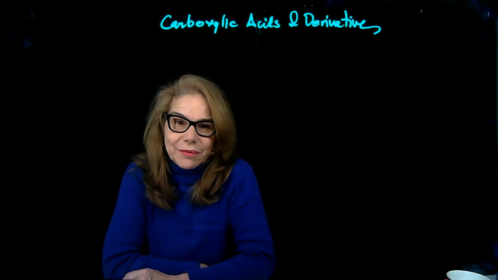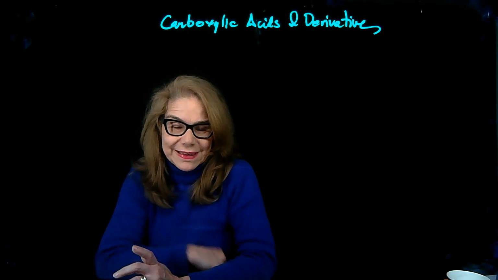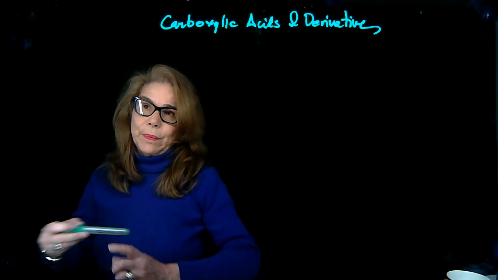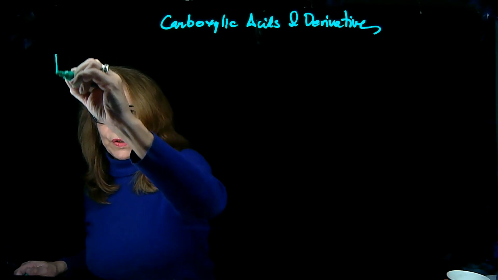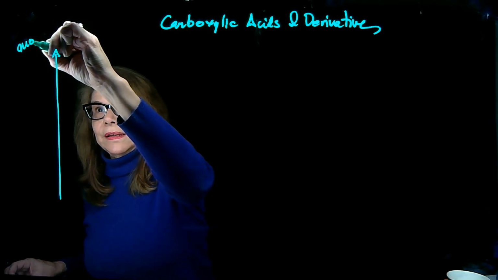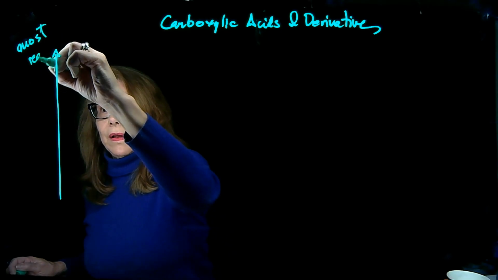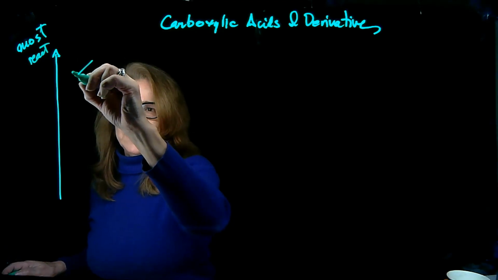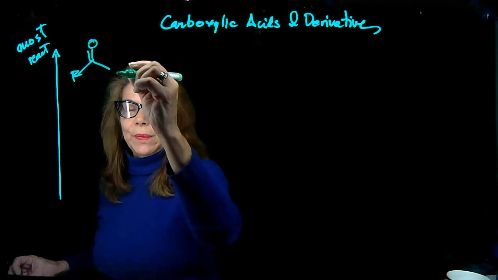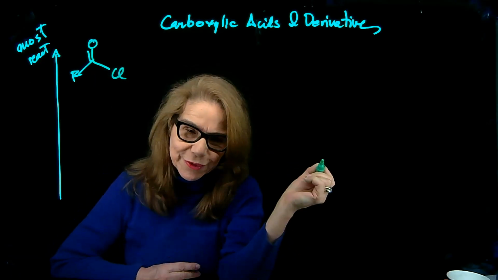We're going to be talking about carboxylic acid and derivatives, and let's remember what is the order in reactivity of these compounds. So if we put here on the top the most reactive, we're going to have the acid halides. So typically here chlorides and bromides. So I'm going to put a chlorine for now.